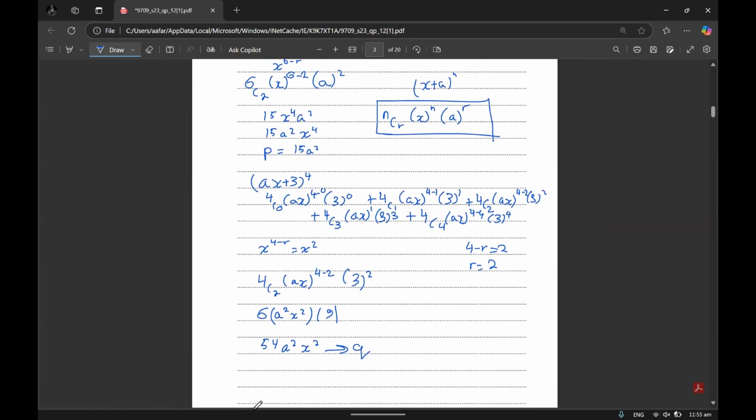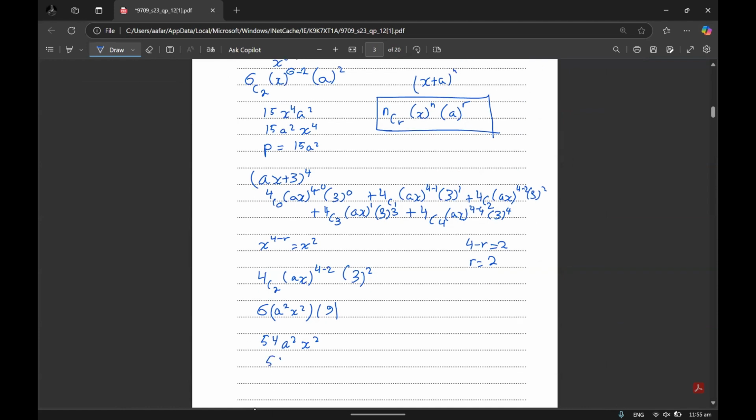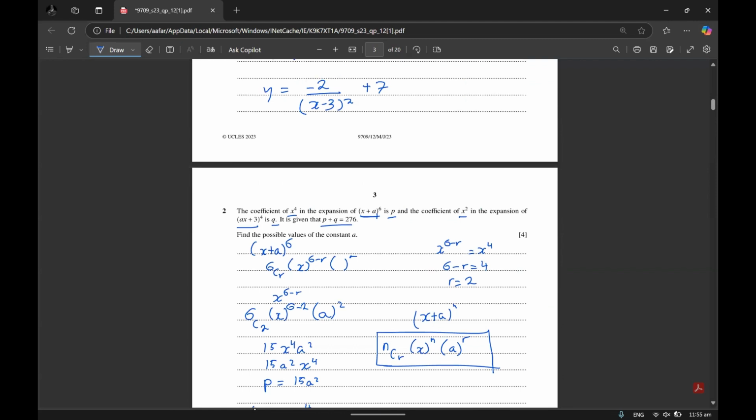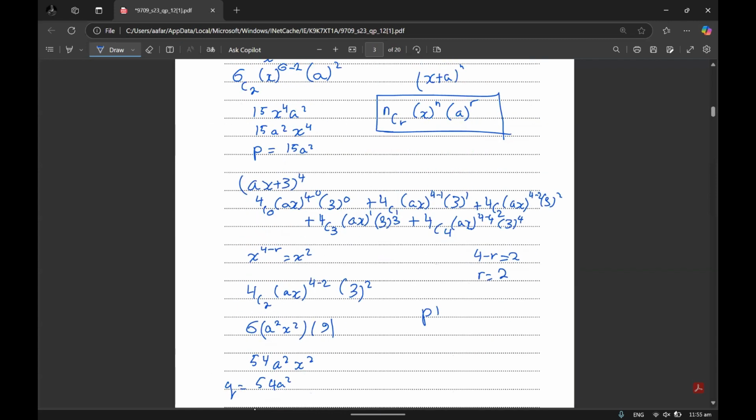And now they told us that p plus q. Basically, no, p is that, not q. q is basically the coefficient of x squared. So 54 a square will be q. Okay. Now they've told us that p plus q is equal to 276.